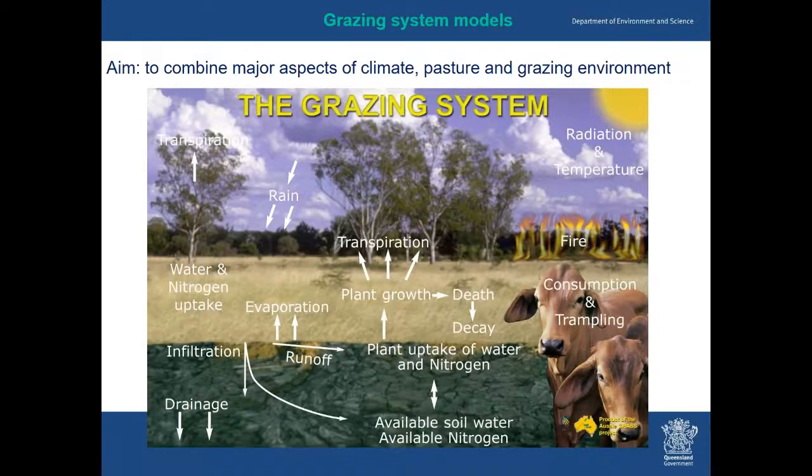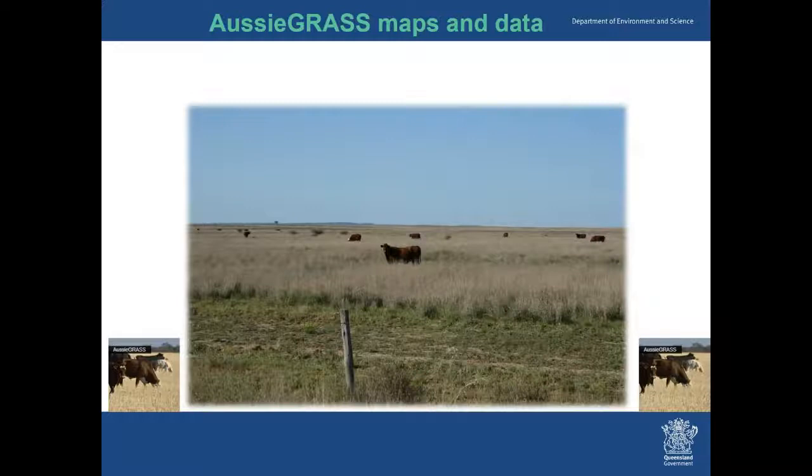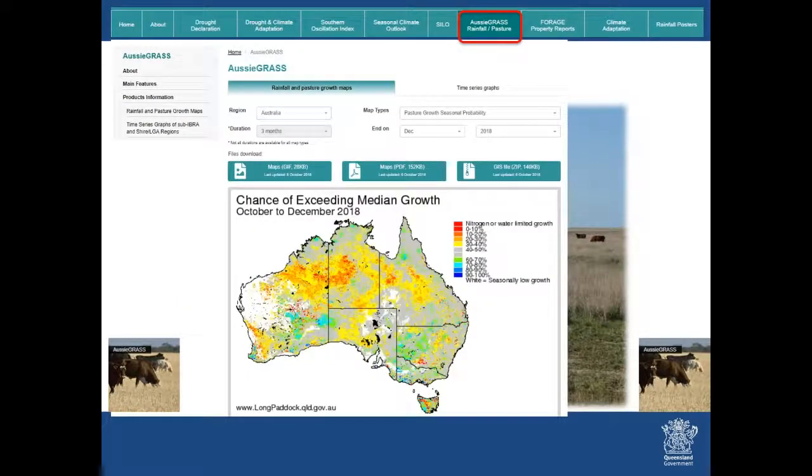So let's go in to see how it's actually used here in the Aussie grass maps and data. When you go into the Aussie grass tab here, you'll see we go straight into the rainfall and pasture growth maps, and the first map you'll see is the chance of exceeding the median growth for the next 3 months. So that's made by running the pasture model on the antecedent conditions, and we take analog years from the SOI phase and project forward to the next 3 months.